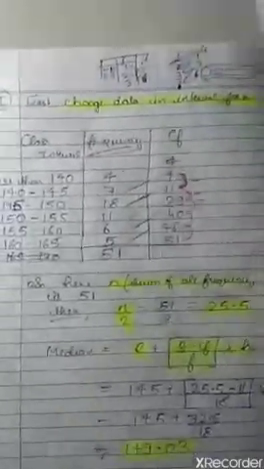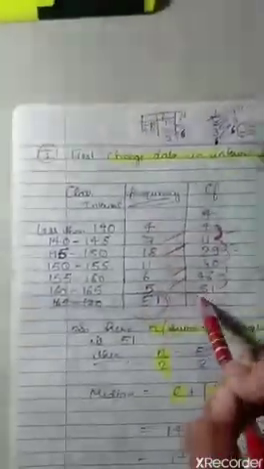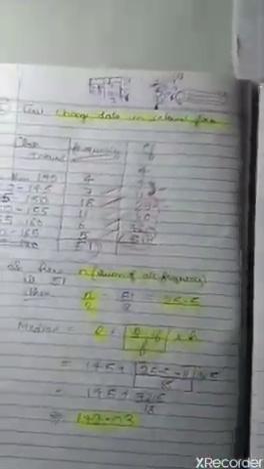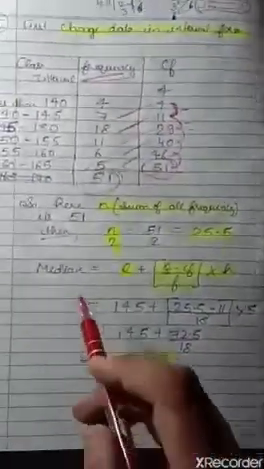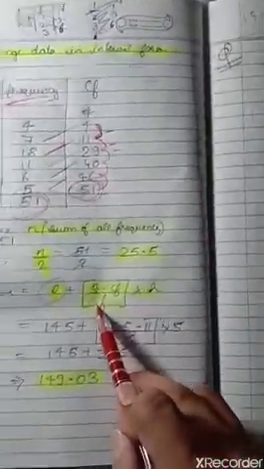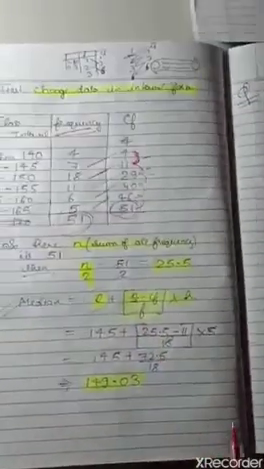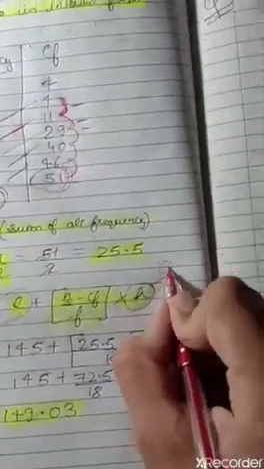As I have told you, the cumulative frequency of the last class interval will be equal to the sum of frequency. You can say 51 is the sum of frequency, and the cumulative frequency of the last class is 51 also. Now we have been asked to find the median. The formula for finding the median is lower limit plus n by 2 minus cumulative frequency, divided by frequency, into class size. h does not stand for height, it stands for class size.